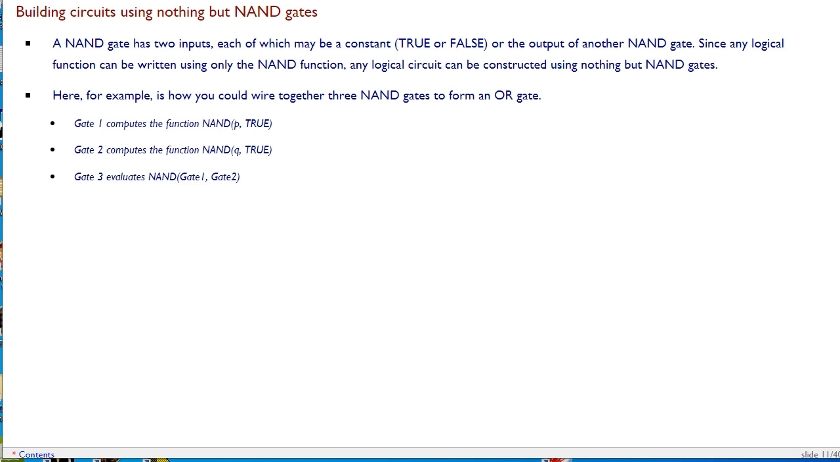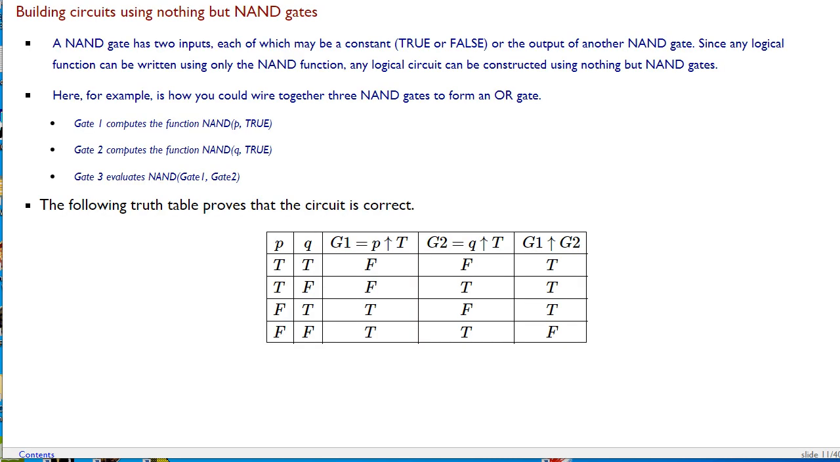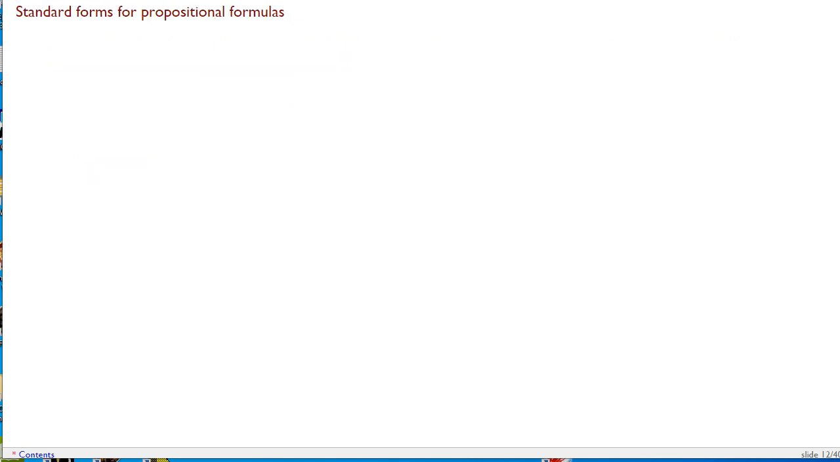And the simplest way of proving that this is correct is just to build a truth table. For any pair of values of P and Q, here's the output of the first gate, here's the output of the second gate, here's the result when they both go into the third gate, and the fact that the resulting truth table is the truth table for OR shows that I have succeeded. This concludes our brief introduction to Boolean algebra.